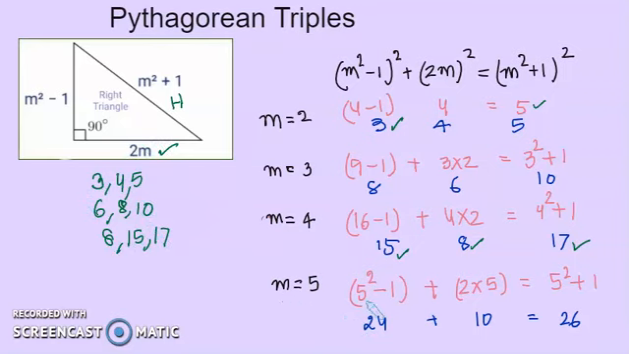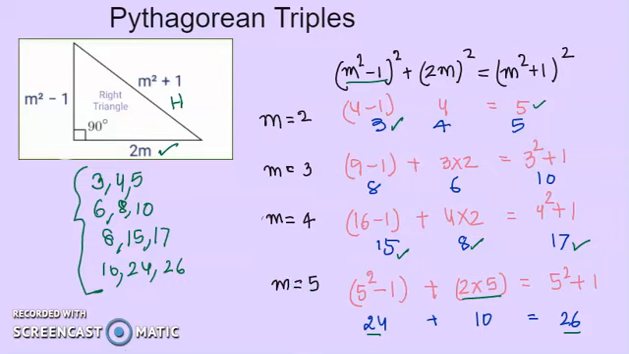Taking m equal to 5, we get 5 square minus 1, that is 24. 2 times 5, that is 10. And m square plus 1, that is 5 square plus 1, 25 plus 1, that is 26. So 10, 24, 26. And if you go on like m equal to 7, 8, 9, 10, you will get more sets of Pythagorean triples.